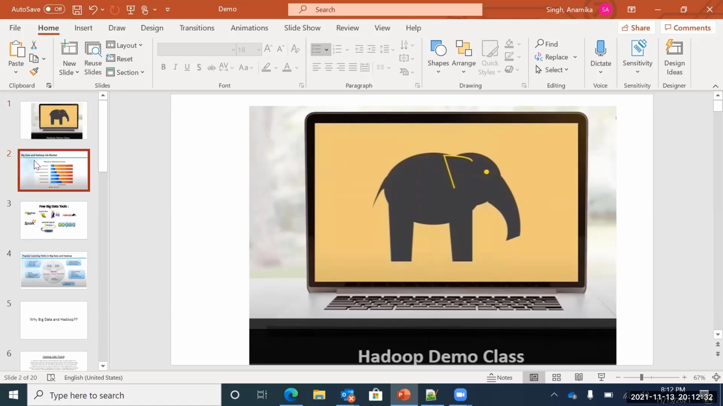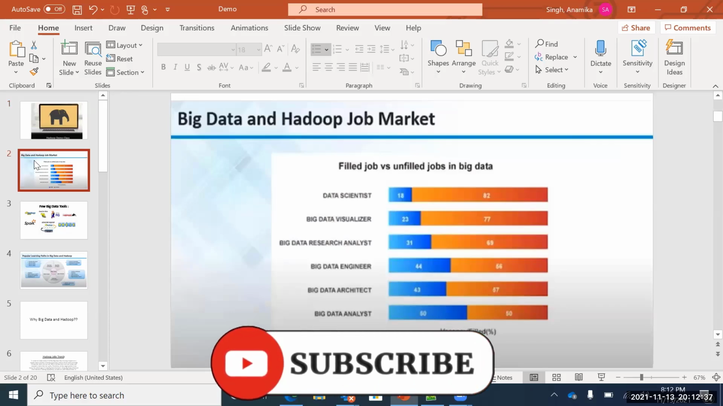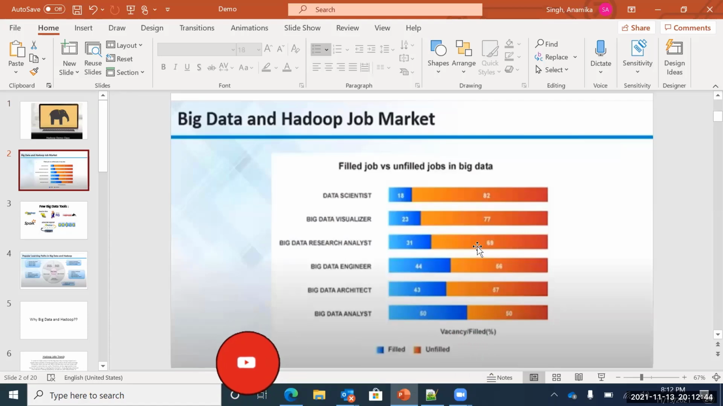So if we are talking about the job market, how is it? We can see that we have the openings. These fields are filled and this is unfilled. Obviously it is not accurate stats, it can be different, but we can take it as a reference. Like data science, almost 90% of the positions are still yet to be filled, meaning they are looking for good resources. Big data visualizer, analyst, engineer, architect, data engineer, tester, multiple positions are there, and all the positions are open.